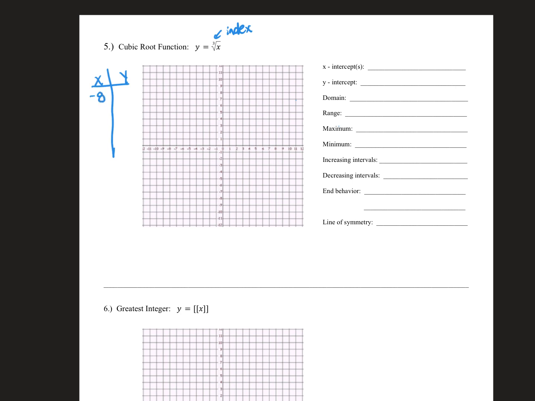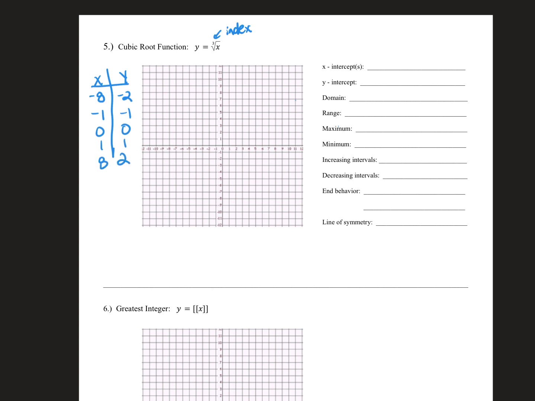I do know the cube root of -8. All right, so what number times itself 3 times gives me -8? Well, that's -2. -2 times -2 is 4, times -2 is -8. I also know the cube root of -1 is -1. -1 times itself 3 times is still -1. Cube root of 0 is 0, cube root of 1 is 1, cube root of 8 is 2. So I'm going to go left 8 down 2, left 1 down 1, 0, 0, 1, 1, and then we have right 8 up 2. So this is my cube root function.